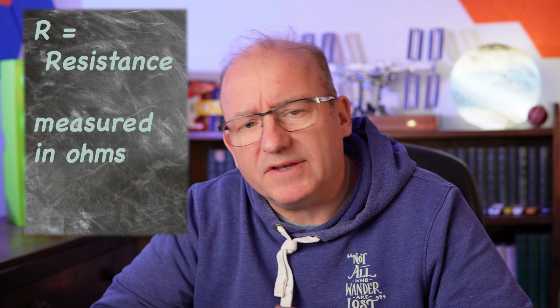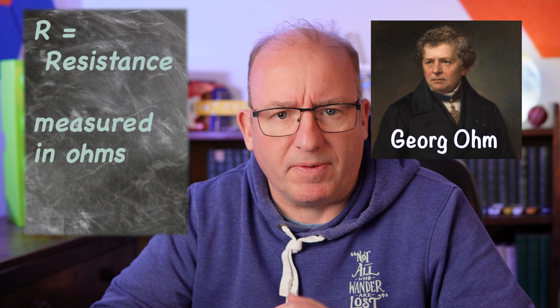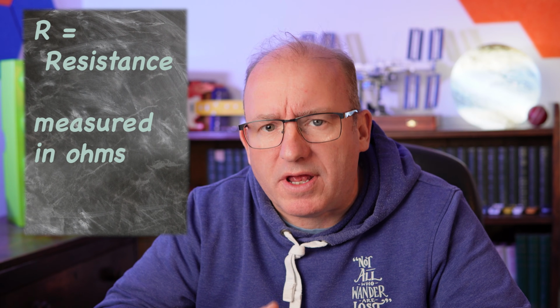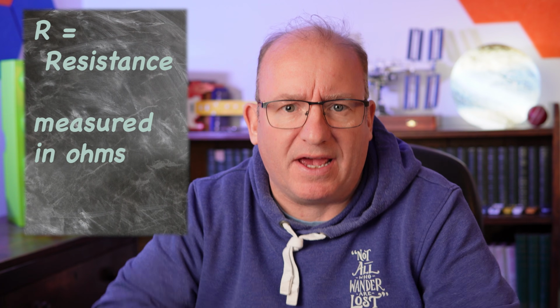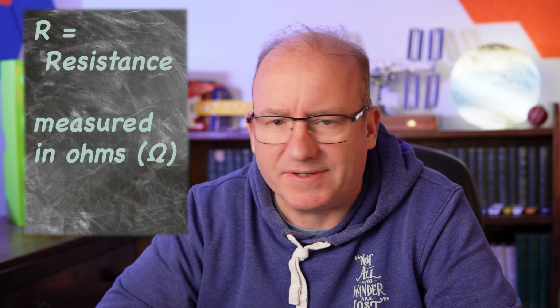Let's take a look. The symbol for resistance is capital R, and thank goodness for that after all these Q's and I's. The unit for resistance is the ohm, and that's named after George Ohm, the German physicist. We give the unit the symbol, the Greek letter omega, and that kind of ruins it, doesn't it?